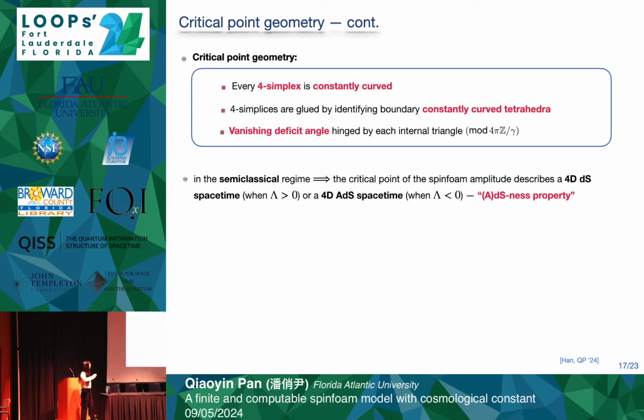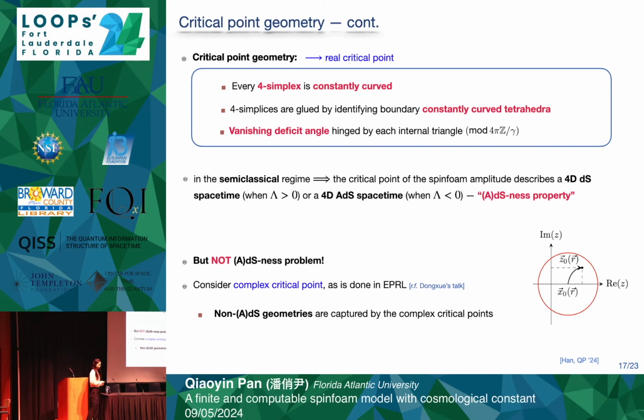But if these are all the geometries described by the critical point of the spinfoam model, it would be a problem, because it's not consistent with GR. GR indeed allows more geometries, but it's not a problem, because this critical geometry is only described by the real critical points, and we can consider the complex critical points, just as is done in EPRL. Then we find that these complex critical points capture the non-dS or non-AdS geometries. The way to find these complex critical points is to use Hormander theory. Hormander theory states that in the neighborhood of a real critical point, we can find a complex critical point, and this complex critical point describes the non-dS or non-AdS geometries.